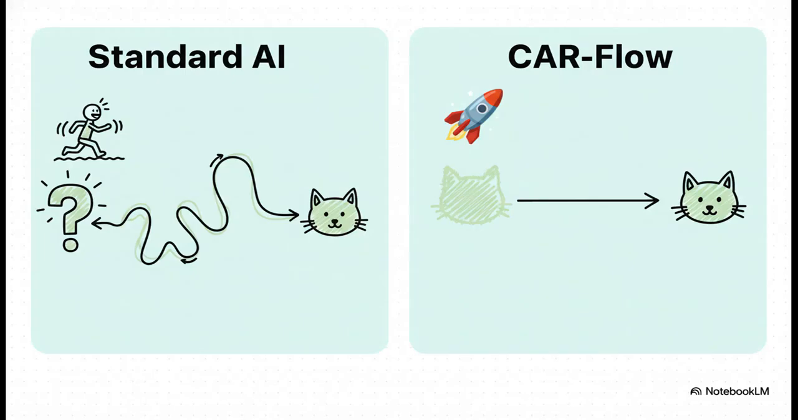And this just breaks down that two-job problem perfectly. So on the left, you see what a standard AI has to do. First, it has to travel this massive distance from a totally generic starting point. And then, along that long journey, it has to figure out what a cat even is. But look at CarFlow on the right. It basically just eliminates that first job. The journey becomes incredibly short, which lets the AI focus on what it's actually good at, creating the image.